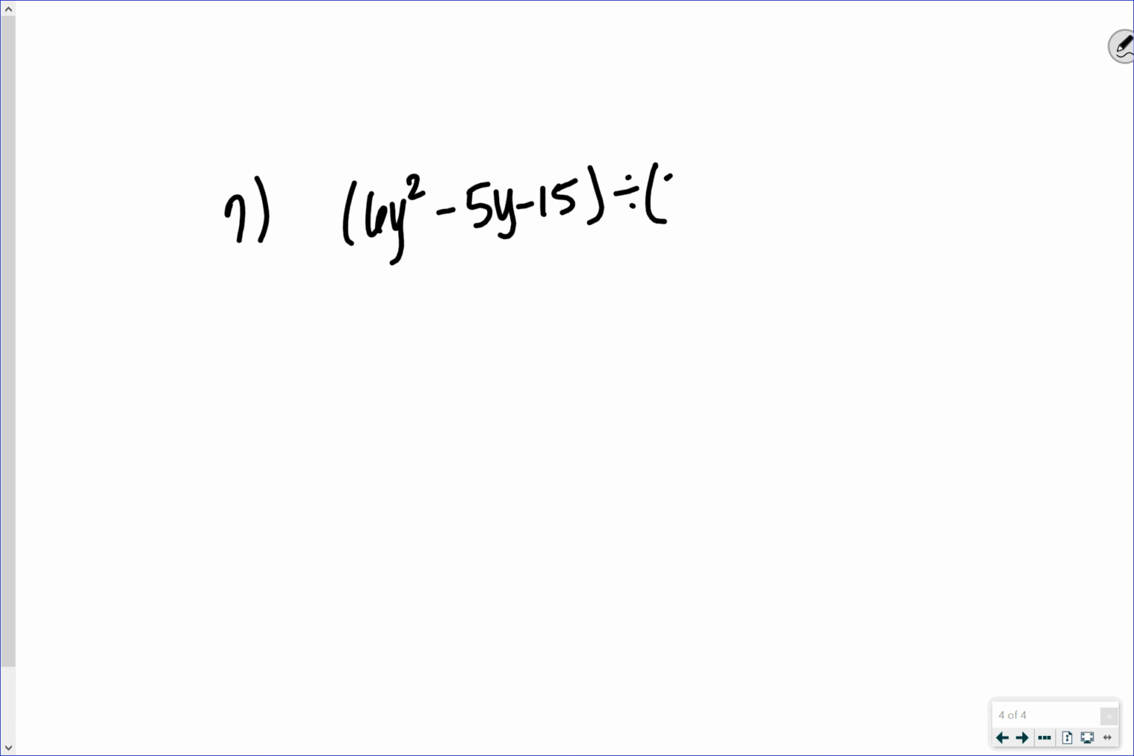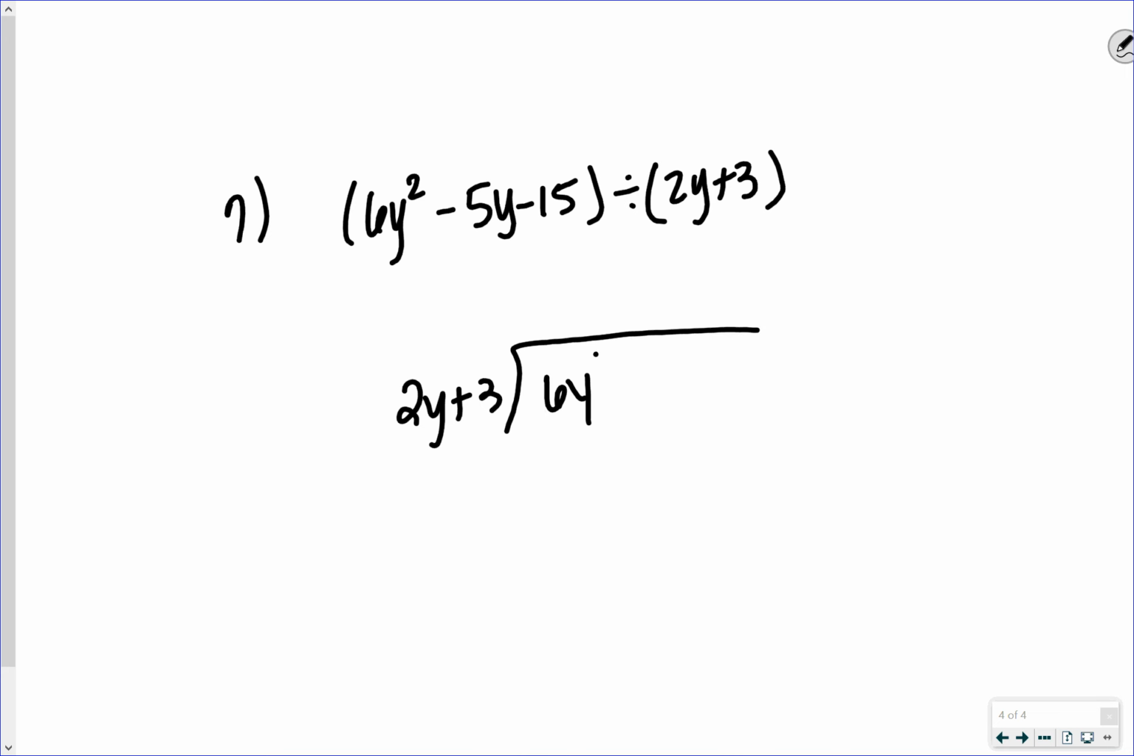Number 7. I have 6y squared minus 5y minus 15 divided by 2y plus 3. So the 2y plus 3 is going on the outside. On the inside is 6y squared minus 5y minus 15. Same process as the last question. I've got 2y and 6y squared. What do I need to do to the 2y to get 6y squared? Well, I need to multiply the 2 by a 3 to get to 6, and the y by a y to get to y squared.